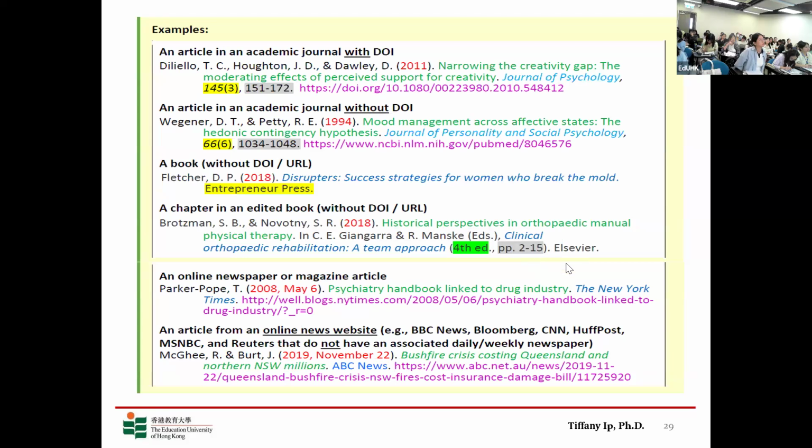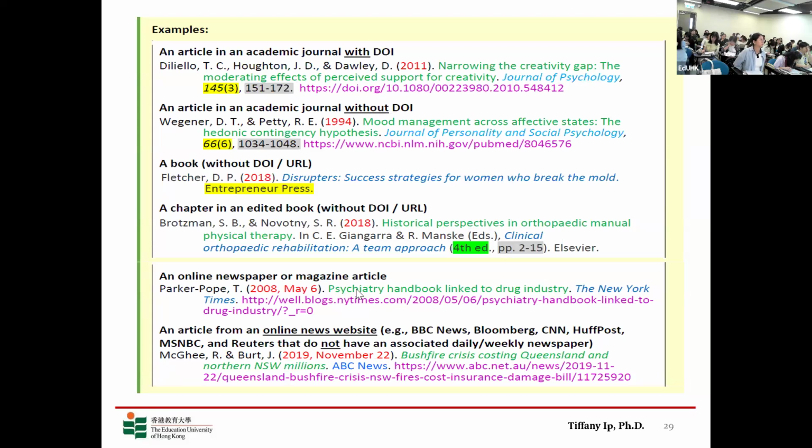Close the bracket, full stop, publisher. Okay. So again, follow the patterns and then you fill in the blanks. Right? That's what you do. So two more.